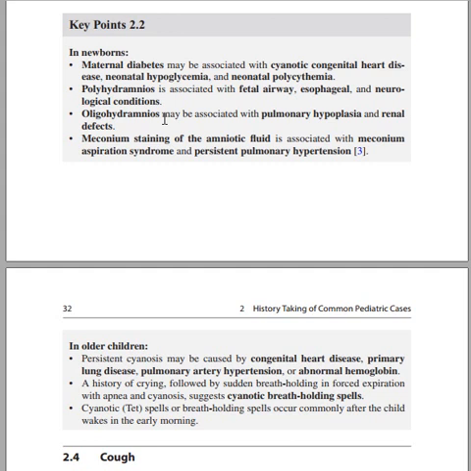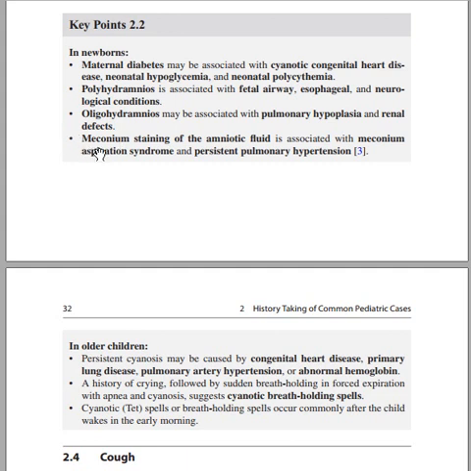So oligohydramnios may be associated with renal defects, so the patient does not urinate well. We need to know that amniotic fluid is produced from 1, the maternal blood vessels, 2, the child's excretion, and 3, the child's swallowing. So all those are the factors that can affect the production and the reduction of amniotic fluid.